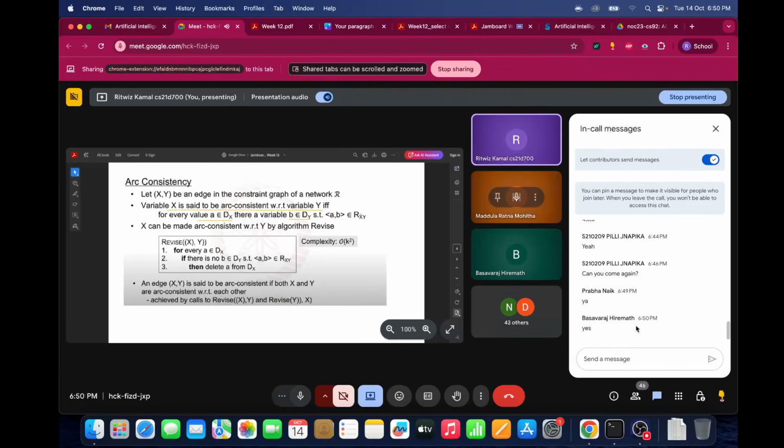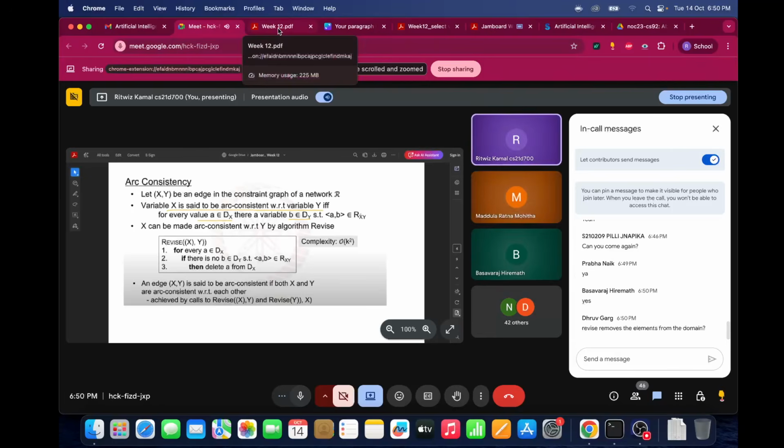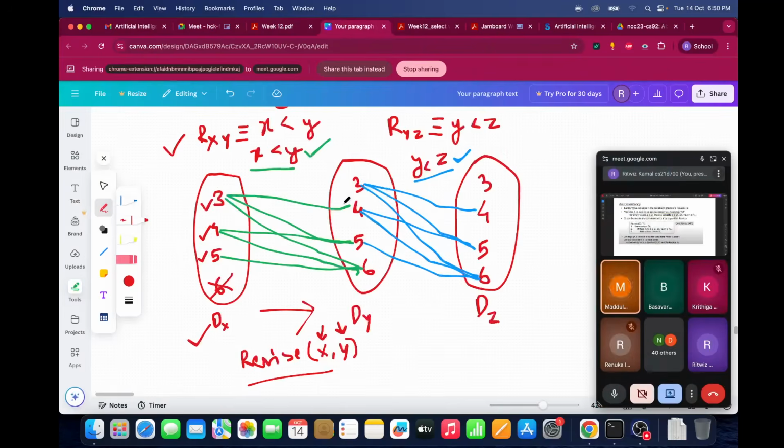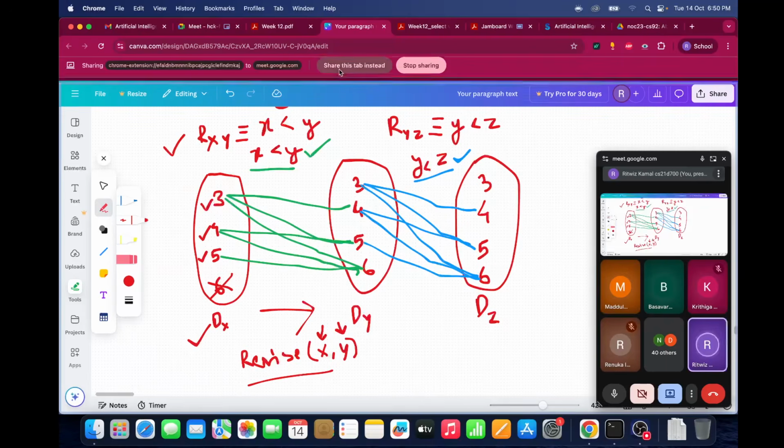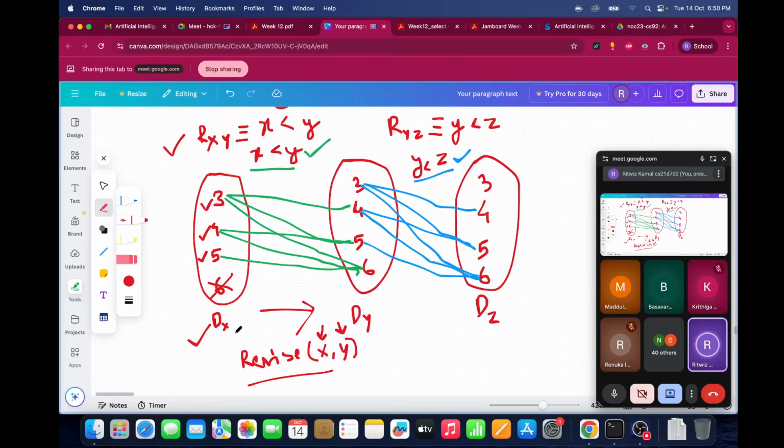Was there a doubt? In the dy, 3 will exist because the condition is x less than y. Then in the dy, 3 will be there after revising it. Revising it in which direction? Are you inputting revise x comma y or revise y comma x? X comma y. So when we are doing x comma y, we will only remove elements from the domain of x. But the condition won't be satisfied, ma'am, if we are considering 3, at that time in the y 3, 4, 5, 6, is it possible?